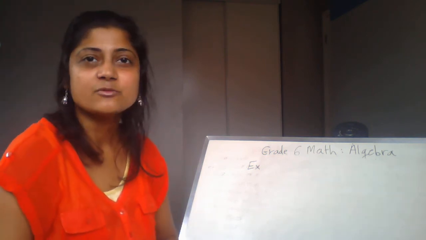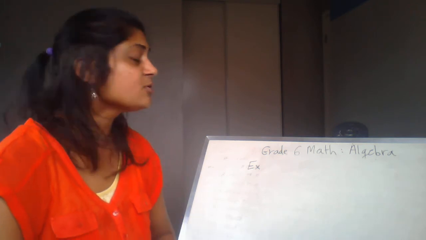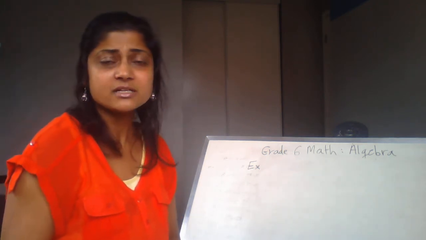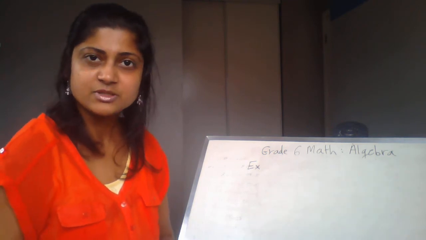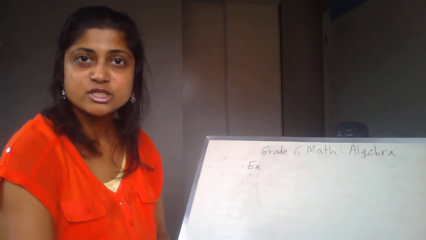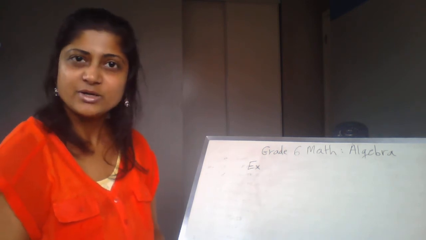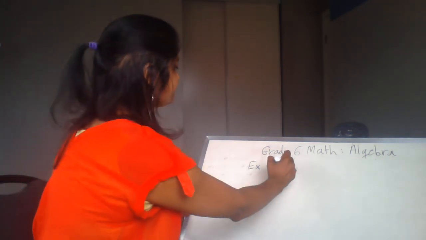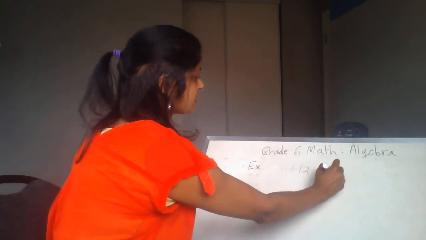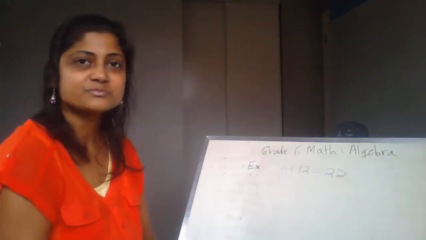Today's class is going to cover grade 6 math, and we're going to go through the topic of algebra. I'm going to pick a couple of examples from the textbook that I have in front of me. What we're going to start off with is solving equations by subtraction. Let me pick an example here. We're going to try m plus 12 equals 22.